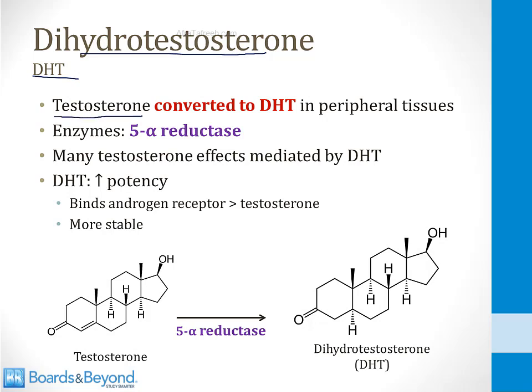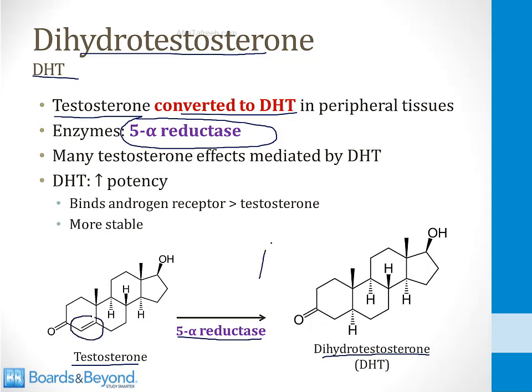Testosterone coming from the Leydig cells enters the circulation and is converted to DHT in peripheral tissues using an enzyme called 5-alpha reductase. If you look at the bottom of the screen here, the structure of testosterone is shown on the left, the structure of dihydrotestosterone is shown on the right. What 5-alpha reductase does is add two hydrogens to eliminate this double bond, hence the structure becomes dihydrotestosterone. And many testosterone effects are mediated by DHT.